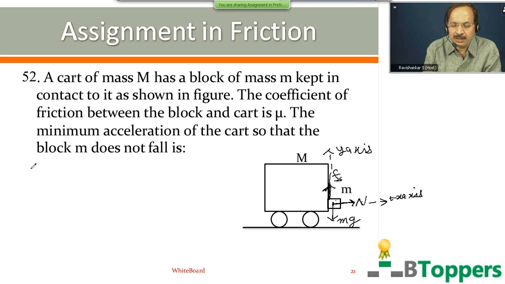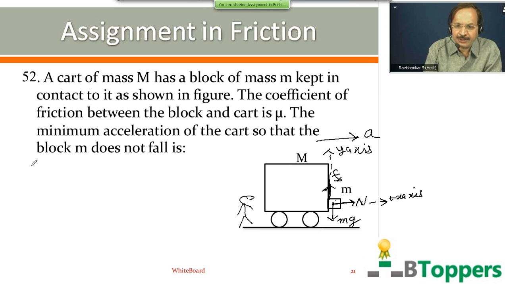So when the block does not fall downwards with respect to the cart, that means if the block is stationary with respect to the cart, we can say that the block appears to move horizontally with the same acceleration as that of the cart, as seen by the stationary observer on the ground. The block appears to move horizontally towards the right with the same acceleration with which the cart moves.